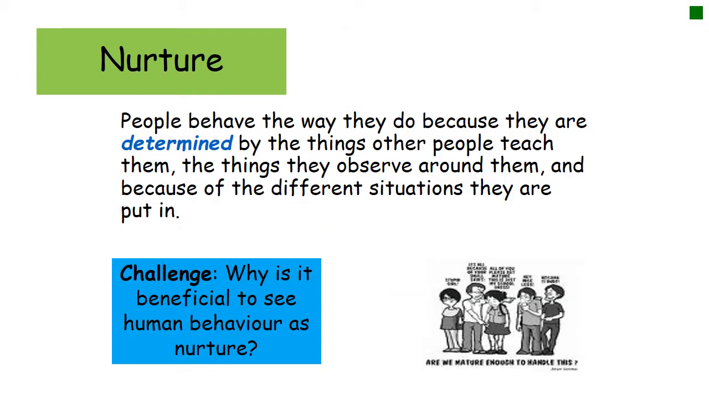Whereas nurture, we know, is the exact opposite, and this is the idea that people behave the way they do because they are determined by things other people teach them, so what they observe around them and different situations. So nurture is the idea that it's their environment that influences who they are. And their personality and things like that. And obviously nurture explains how we are different because we're shaped by different environments.